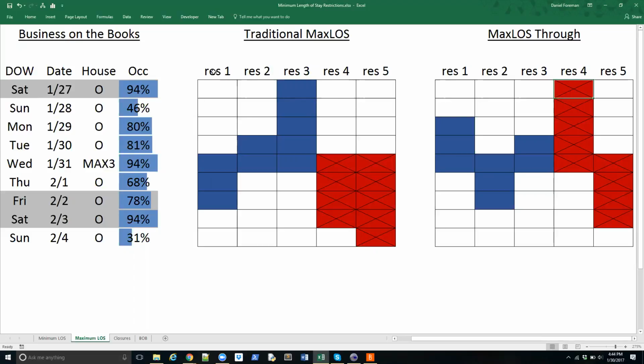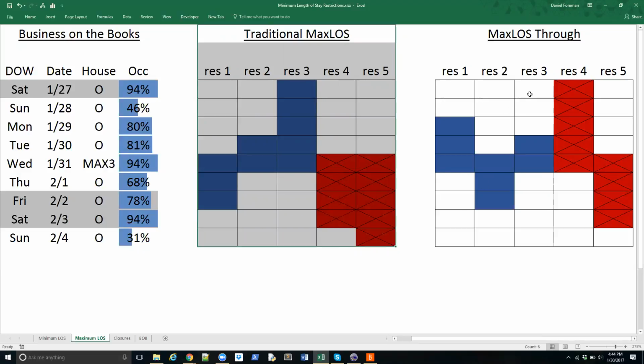And typically I've used maximum lengths of stay a couple times, but usually it's only leading up to something that's really, really massive citywide event. And in that case, I'm only messing around with the traditional maximum length of stay.